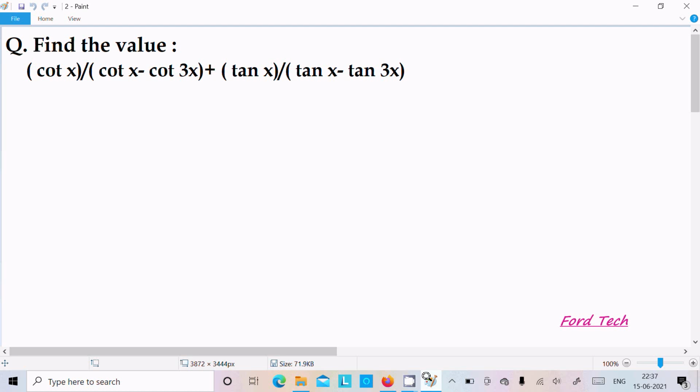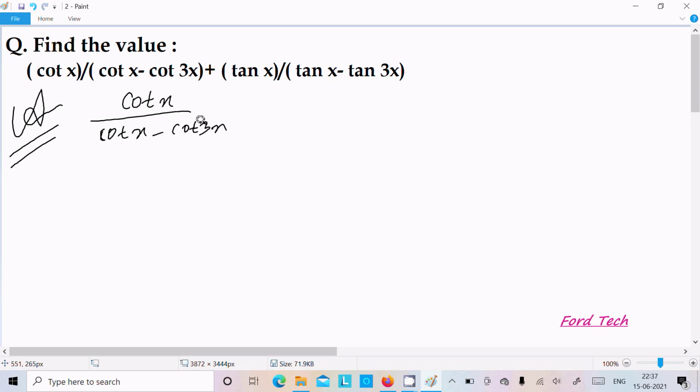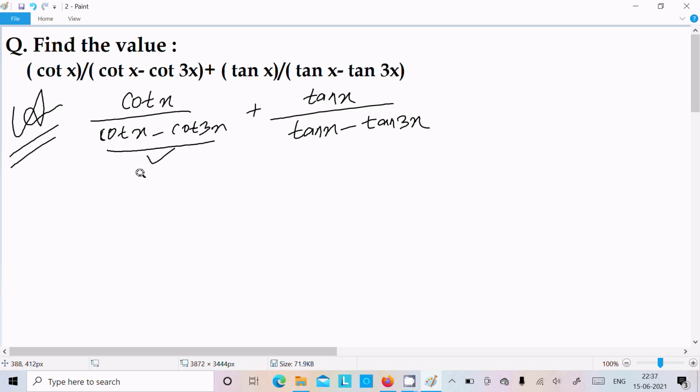In this lecture, I am going to find the value of cot x divided by cot x minus cot 3x, plus tan x divided by tan x minus tan 3x. Let's see the answer. So here we can write cot x divided by cot x minus cot 3x, thereafter plus tan x divided by tan x minus tan 3x. Now here cot x, so this term we are going to convert into tan form.